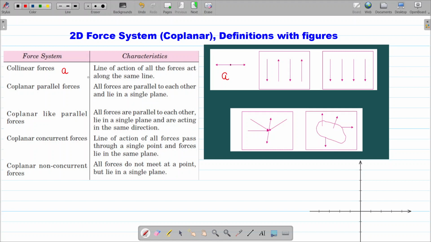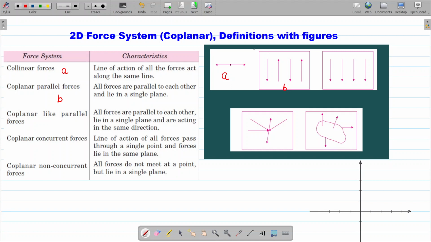Now we go to the other force system, coplanar parallel forces. All forces are parallel to each other and lie in a single plane. Coplanar again means in one plane, and parallel means all the forces are parallel to each other. So this is an example of a coplanar parallel force system. We can call this one B.